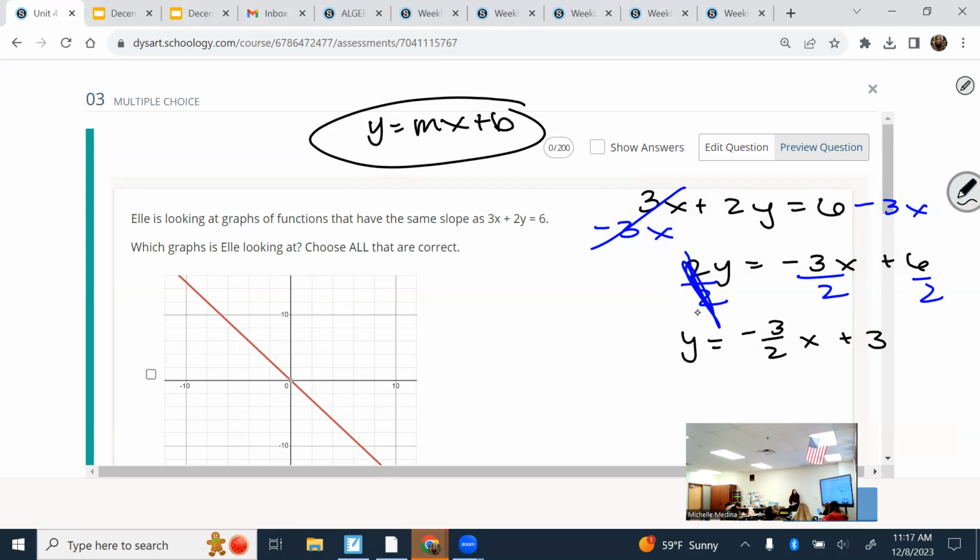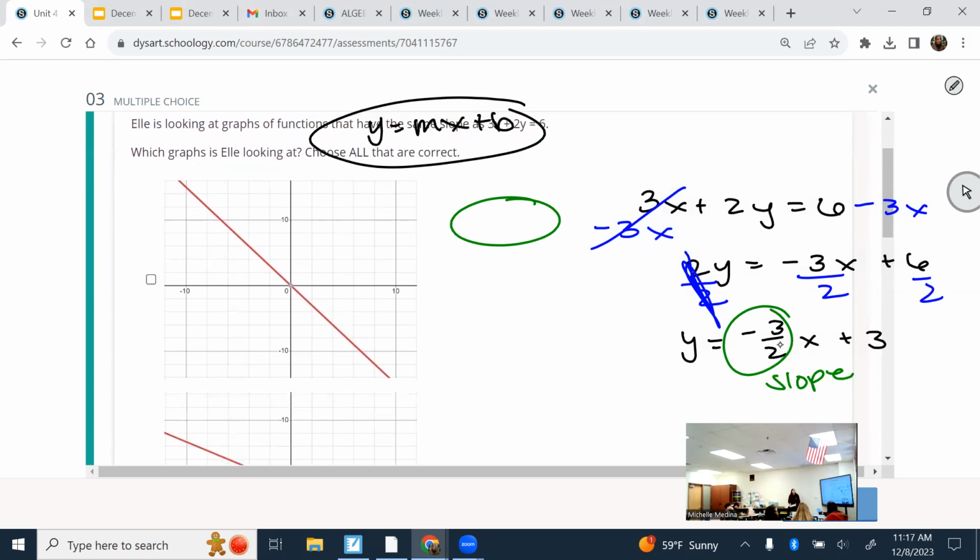Okay, good. But all this question asked about was that it wants you to pick graphs that have the same slope. So you need to be able to see equations in this format and tell me the slope and the y-intercept on your real test. Okay, so this is my slope. Slope is always what's in front of the x. I need to pick graphs that have a slope of -3/2. They may or may not be shuffled on your screen, so just make sure you know how to do it.